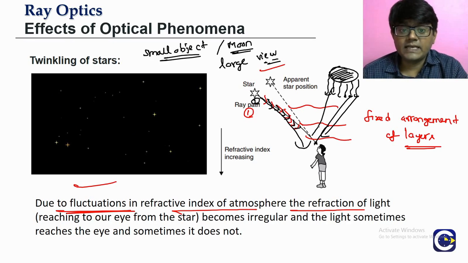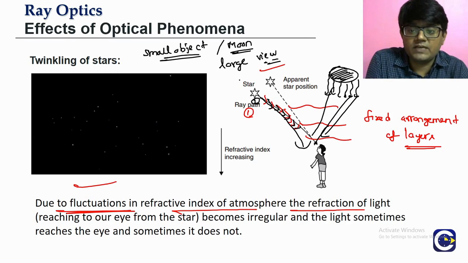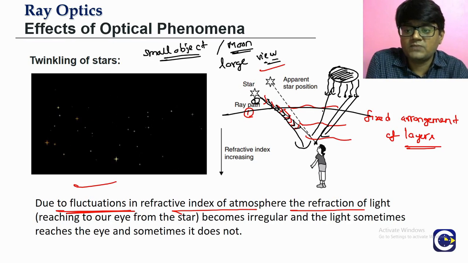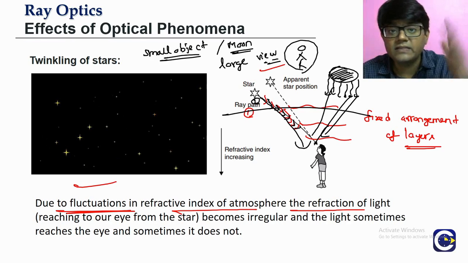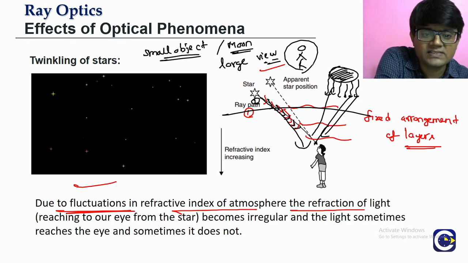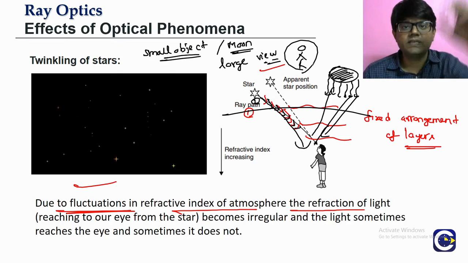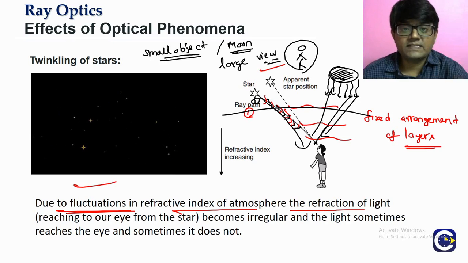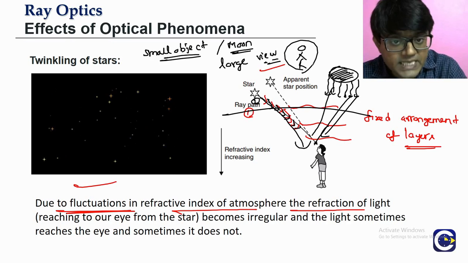Now there can be another question: if we move out of the layers of the atmosphere, see for example the layers of the atmosphere are till here, if we move out and get into space, then we will not be able to see the twinkling of the stars. So if you go out of the layers of the atmosphere and view the stars from a spacecraft or something, we will not be able to see the twinkling of the stars.